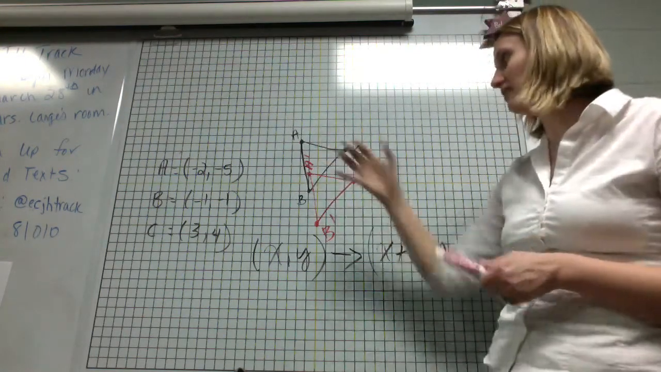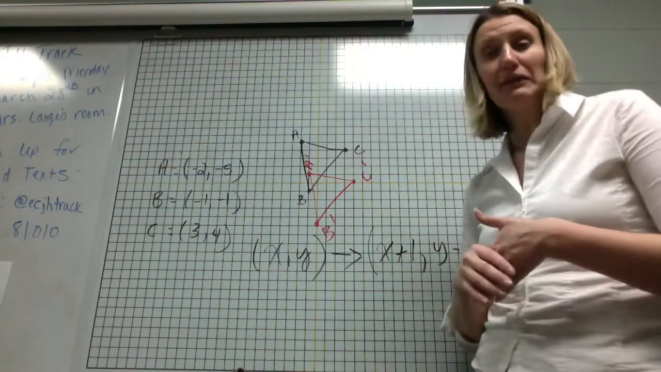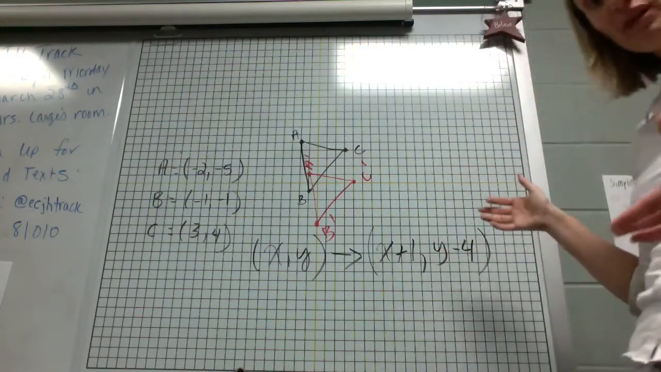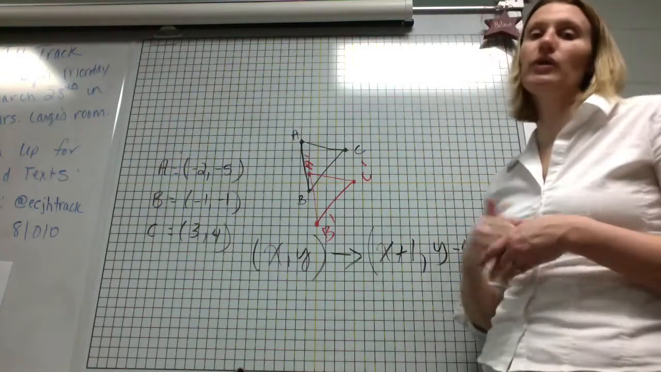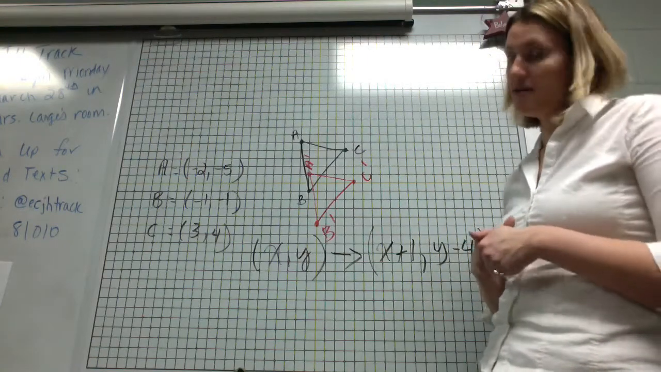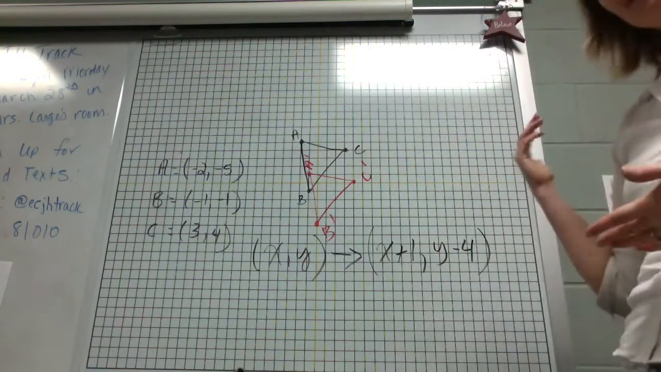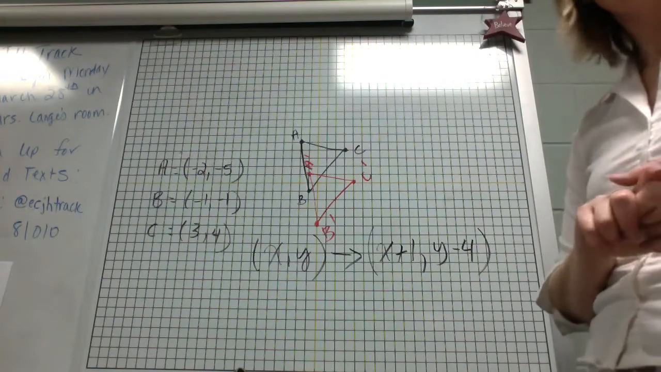Quick check, I can tell that these triangles are congruent. If something was askew very much and I could definitely tell they weren't congruent, I would know that I had made a mistake. But this looks good, and that is how you translate something on the coordinate plane.